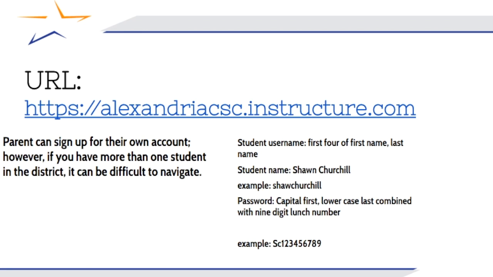You can do this by typing in the first four letters of your student's first name and last name. So, for example, my name is Sean Churchill, so my username would be Shaw Churchill, and the password would be the capital first letter of my first name, lowercase last, followed by the 9-digit lunch number. I have both examples there.